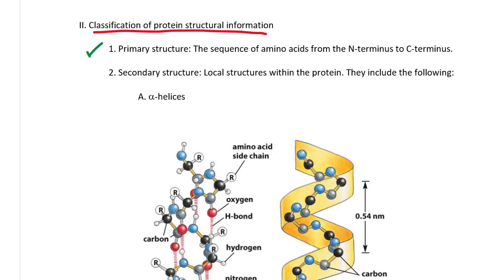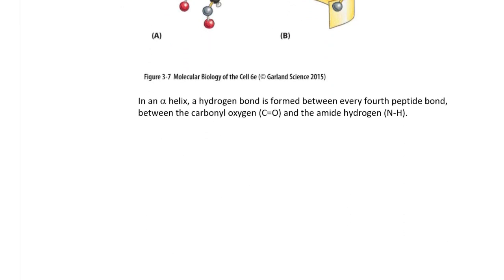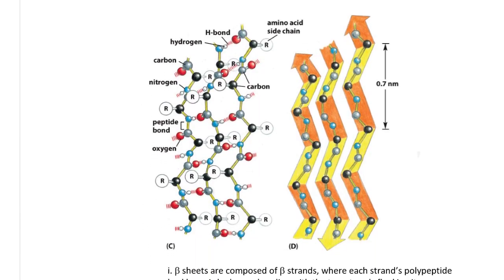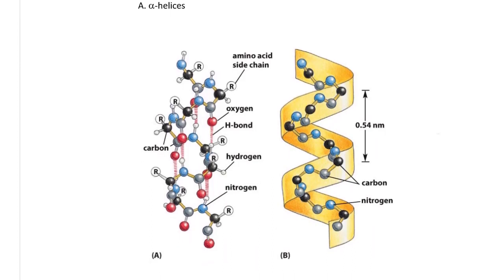The second bit of structural information is what local structures are within that protein. And the most frequent ones, the ones that you probably know of already, are the alpha helices and the beta sheets. So alpha helices, and down here we have the beta sheets. So what are alpha helices?